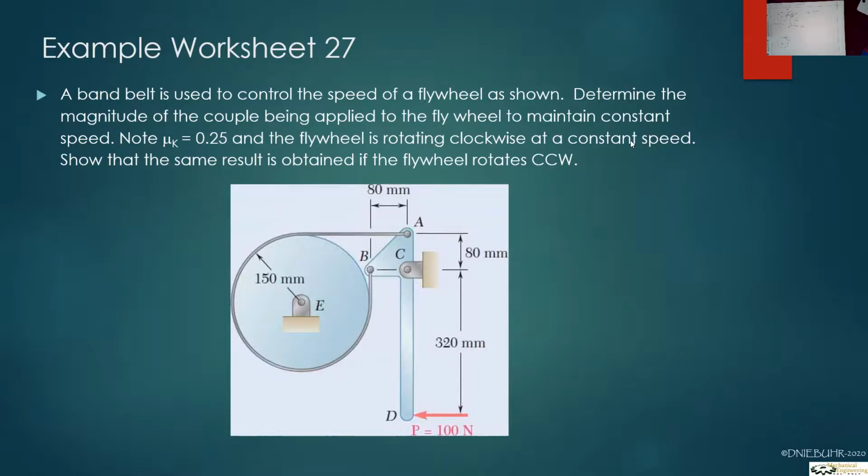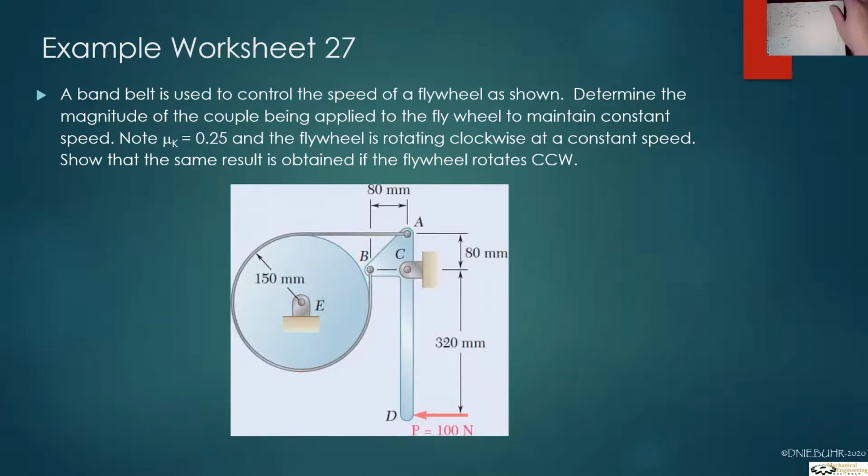Yeah, how do you determine the tuple? So to maintain constant speed. Sorry about that. They're given everything you need. You have mu k is 0.25. You're given that you have basically 3/2 pi, so you have 270 degrees of contact. And then you have this 100 Newton force applied.